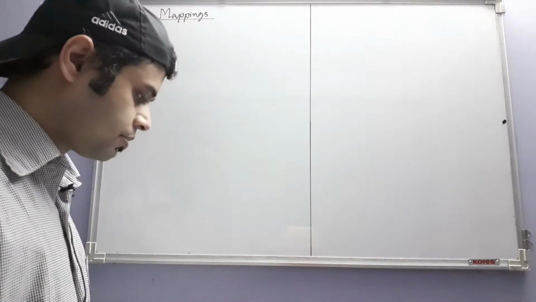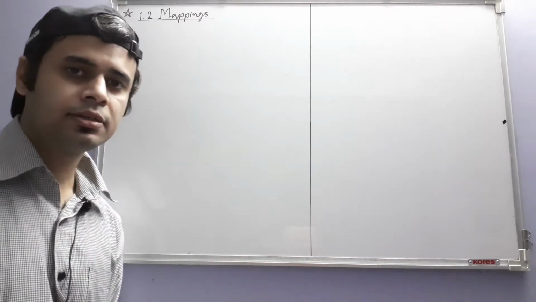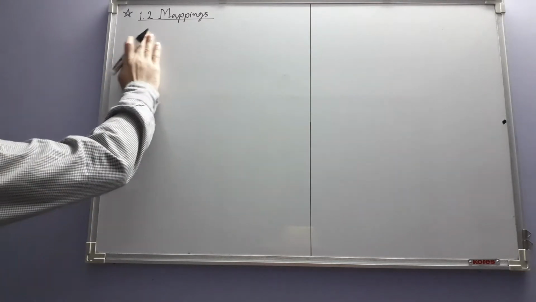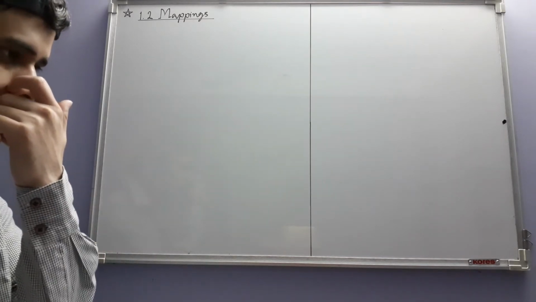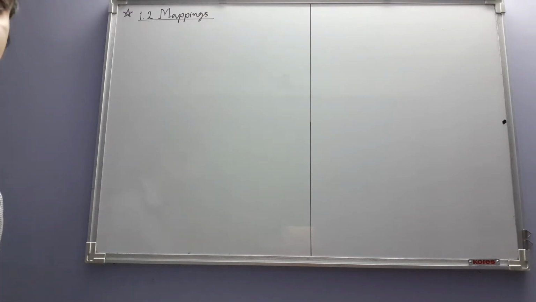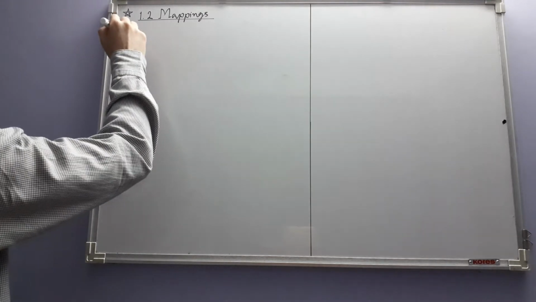Okay, so we now start the second section of the first chapter of topics in algebra, which involves mappings. Now we already know what mappings or functions are, but here the author has taken the view that mappings are defined by their graphs. So accordingly, here is the definition.